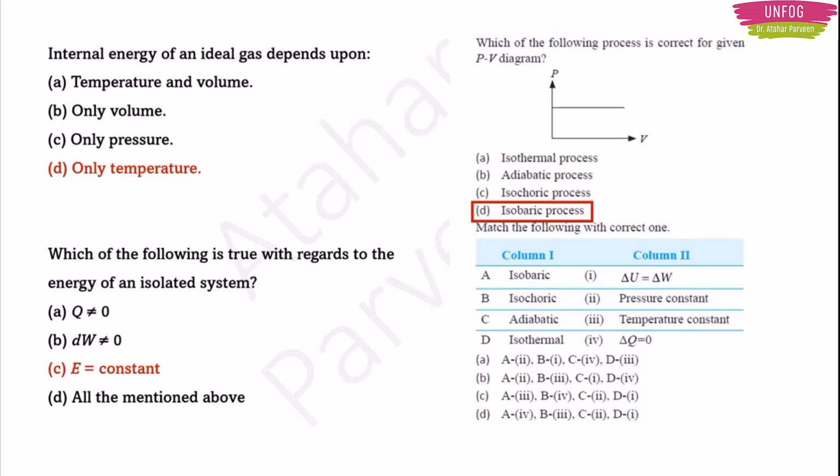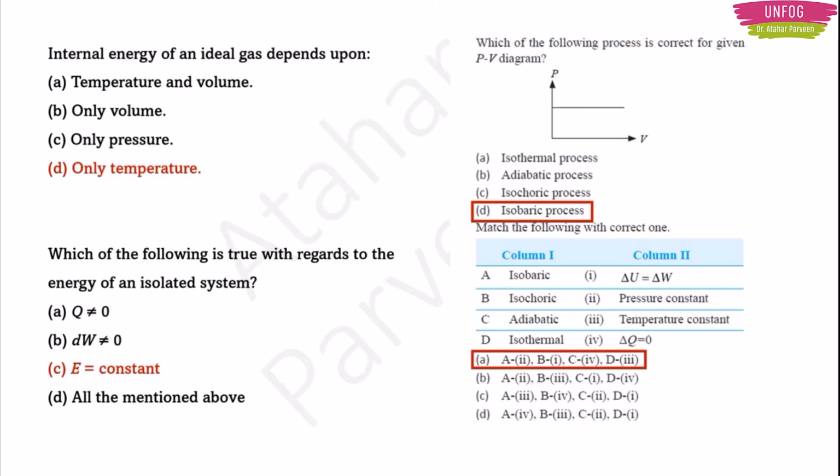Next question is a match the following. You have to match these. Isobaric means it should be pressure constant. Isochoric means volume should be constant. Volume should be constant means there should be no heat. No heat means your internal energy and work should be equal. If they are equal only, you will get delta Q as 0, right? So it should be isochoric 1. So A should be 2 and B should be 1.